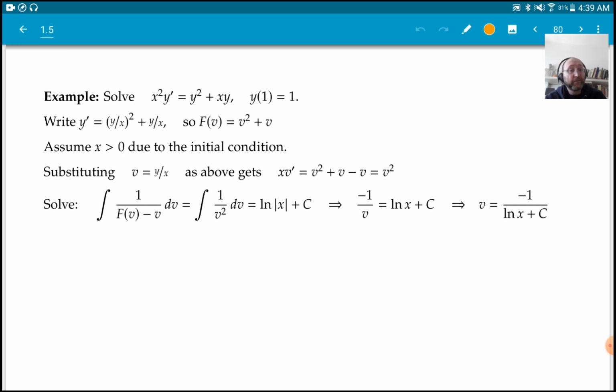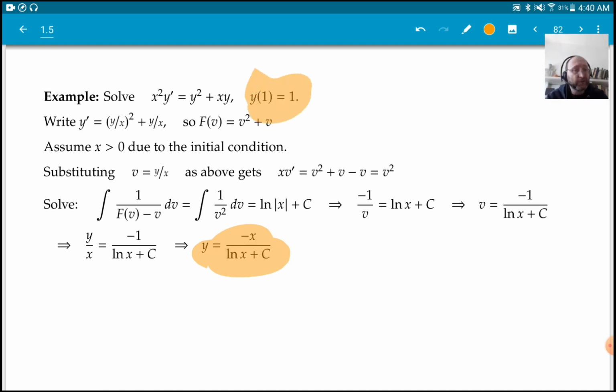All right. Well, solving for v, we get this formula. Now v was y over x, so you plug that in, we get this formula. Now we can solve for y just by multiplying by x, and we get this. So that's our solution, but it's still not the specific particular solution that we're looking for, so we need to figure out what c is.